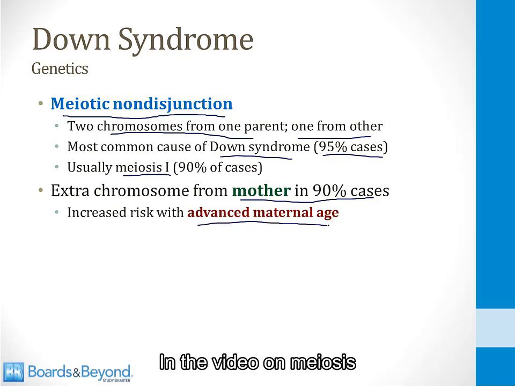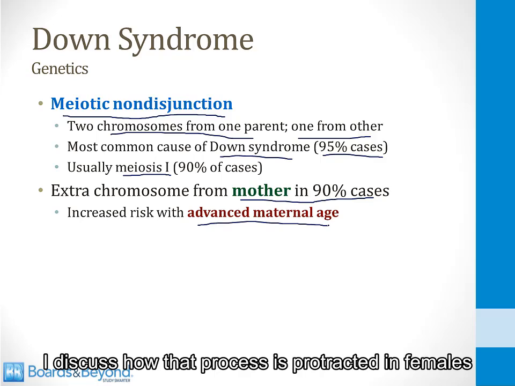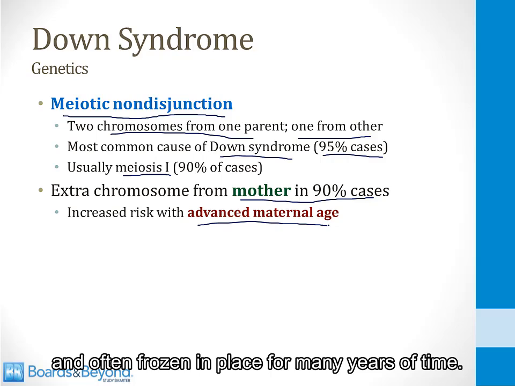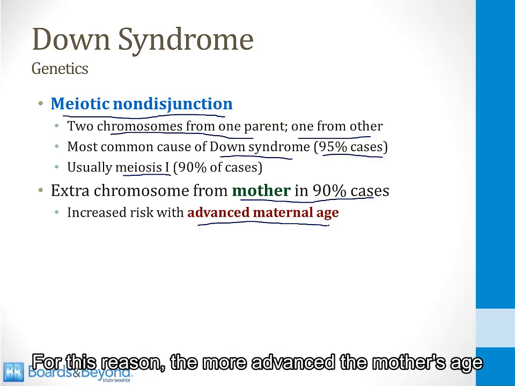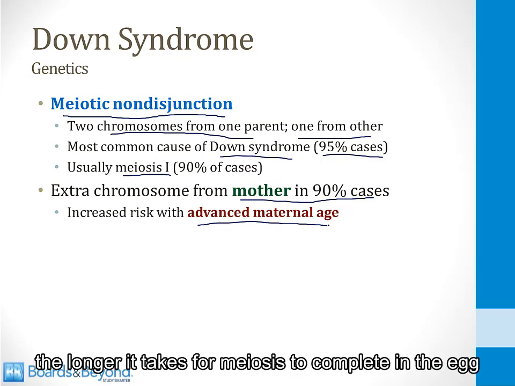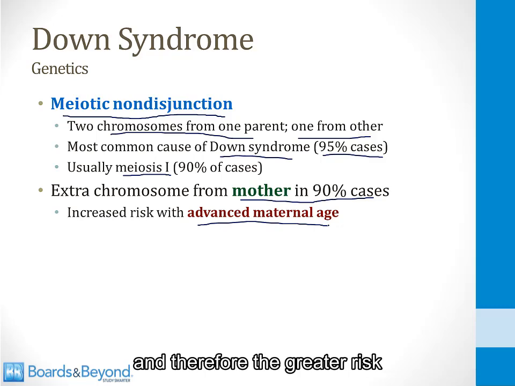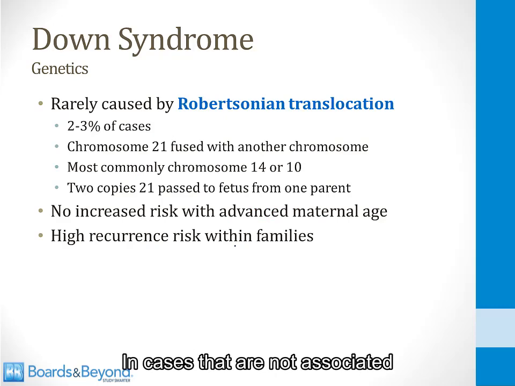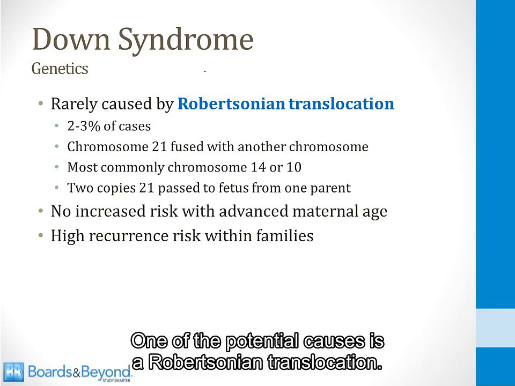In the video on meiosis, I discuss how that process is protracted in females and often frozen in place for many years of time. For this reason, the more advanced the mother's age, the longer it takes for meiosis to complete in the egg, and therefore the greater risk that there can be a problem in meiosis that leads to trisomy 21.